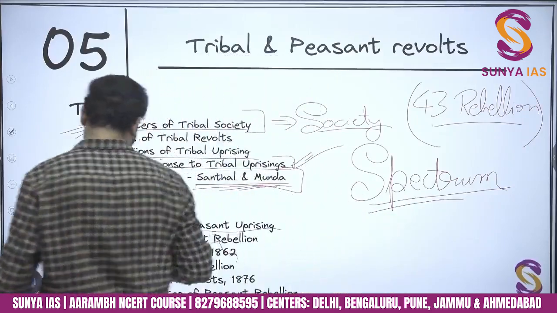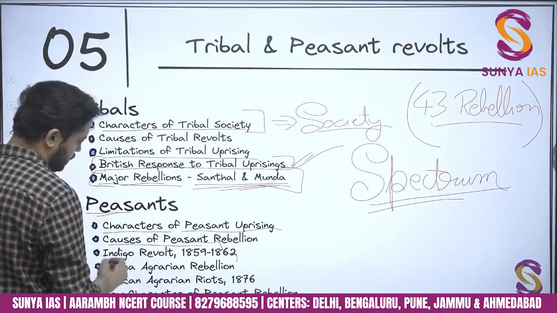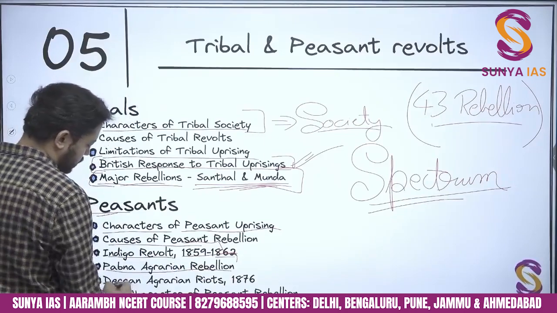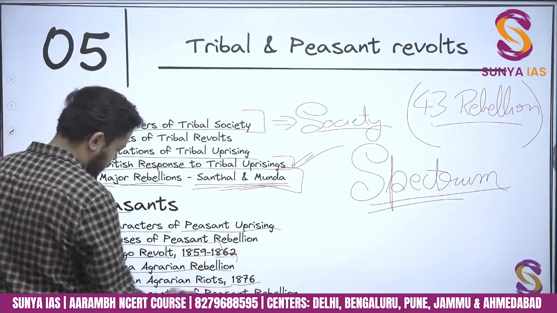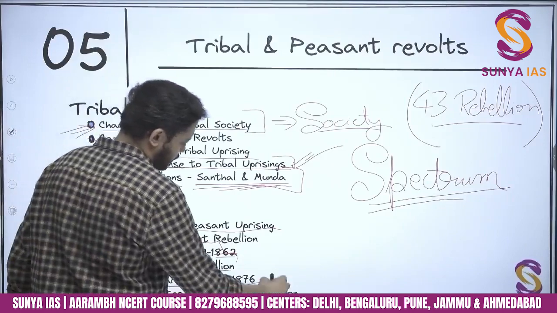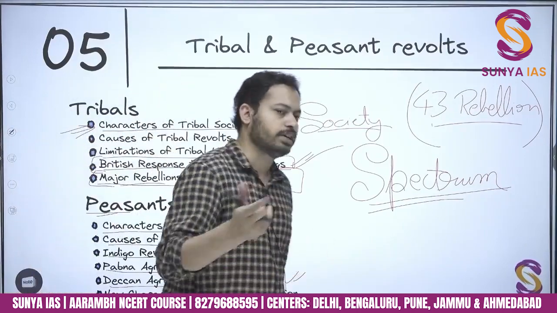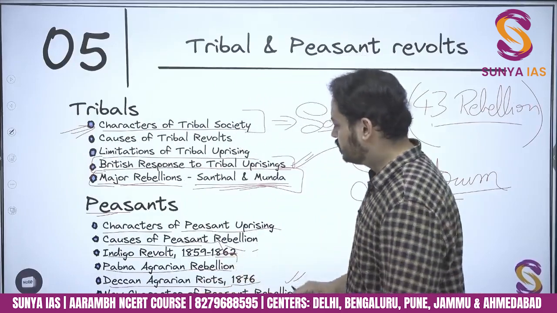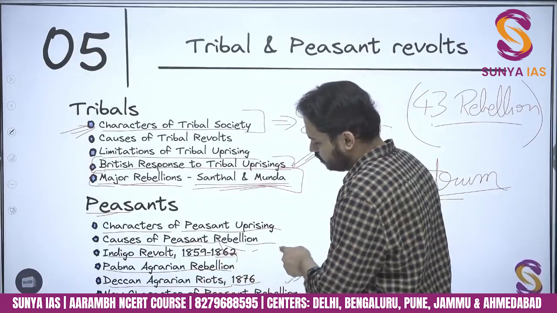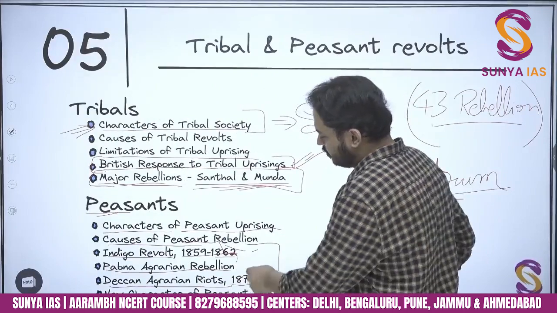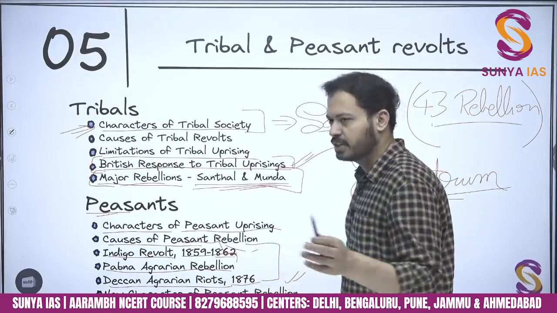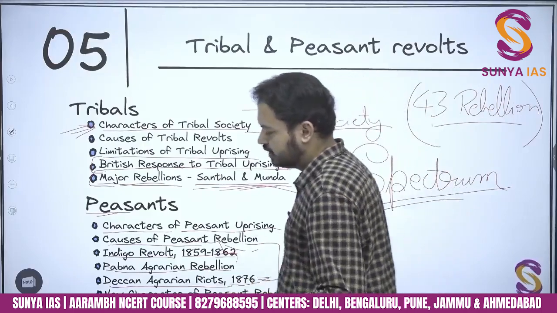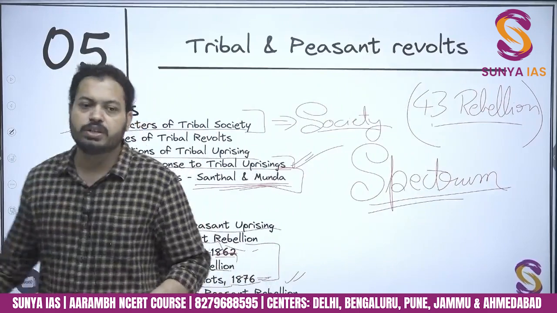Okay. Causes of the Peasants Rebellion: Indigo Revolt 1859-1862, Pabna Agrarian Rebellion, Deccan Agrarian Riots 1876, new character of the Peasant Rebellion. This is the one thing I was talking about, that after 1857 how it changed. So all these things we'll be discussing. There are a few revolts we will be focusing on: the Indigo Revolt 1859, the Pabna Agrarian Rebellion, which also started somewhere around 1859 onwards, and the Deccan Agrarian Riots 1876. These are the three peasant rebellions which we have to discuss.